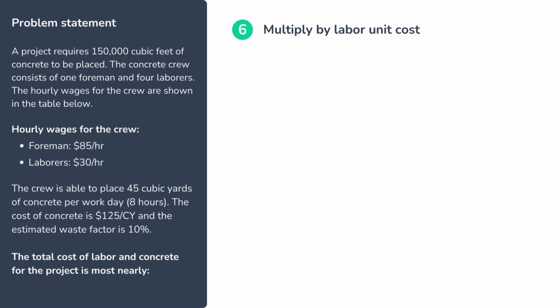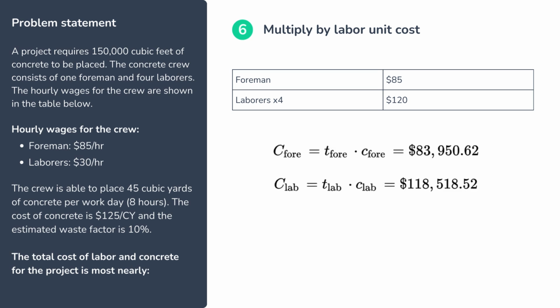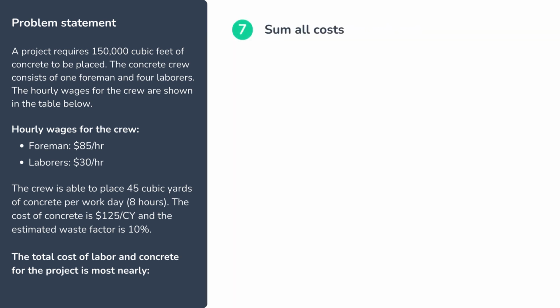Now, let's calculate the labor costs. We know the foreman's hourly rate is $85, and the combined laborer's hourly rate is $120. Multiplying the hourly rates by the hours worked, we get approximately $83,950.62 for the foreman and $118,518.52 for the laborers.